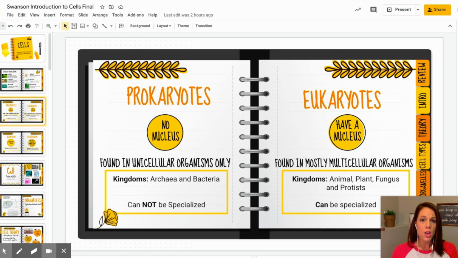Eukaryotes, again, have a nucleus in their cell or cells. A lot of times we find these in multicellular organisms, so animals, plants, fungus, and some protists, or all protists, have a nucleus in each one of their cells. And again, they can be specialized, meaning those organisms can have cells that are grouped together to create other functions, or cells that have certain jobs or tasks.